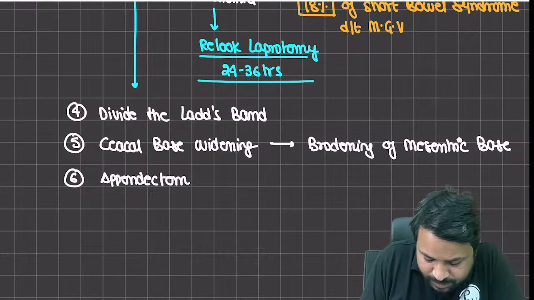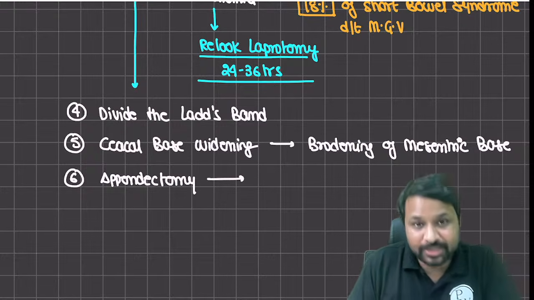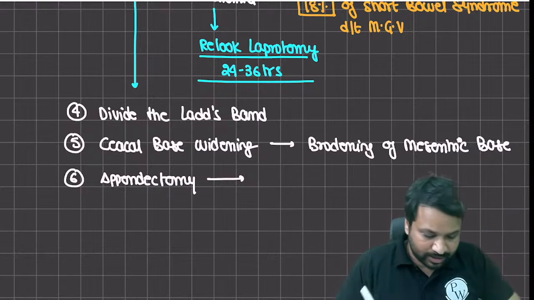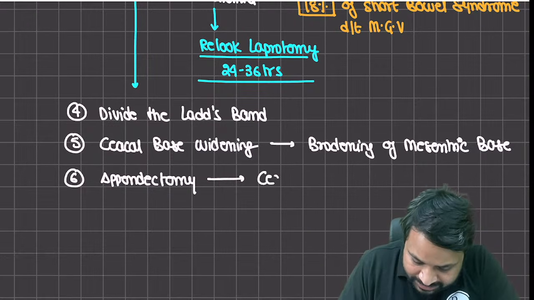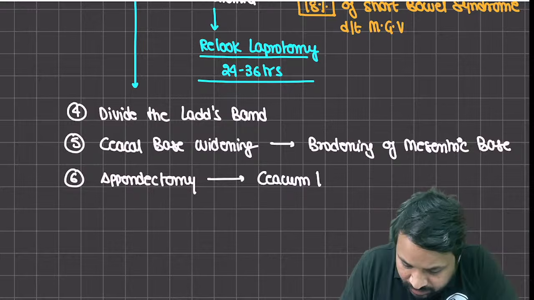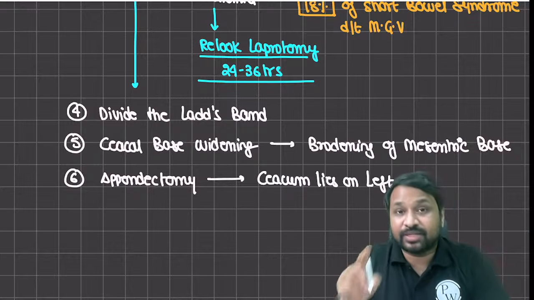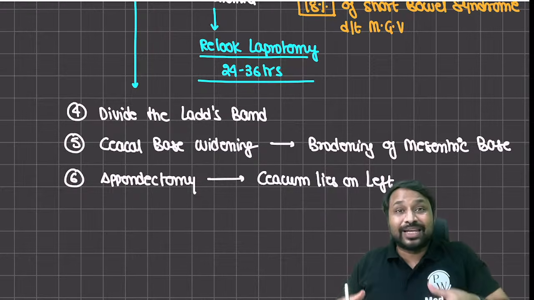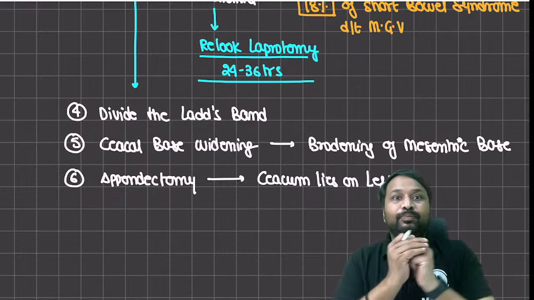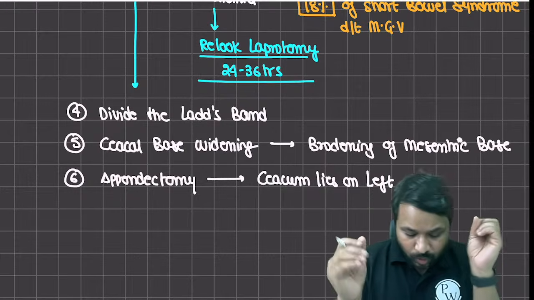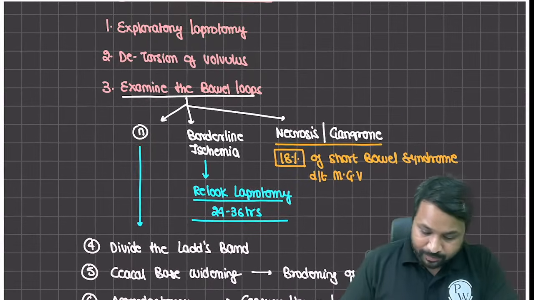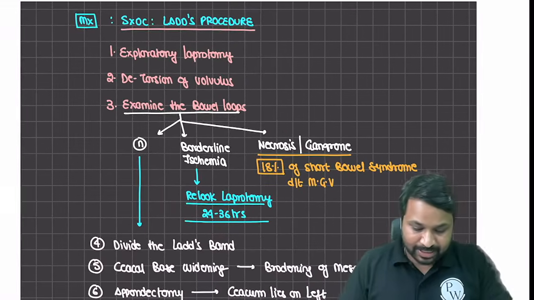Why is appendectomy performed? Because malrotation occurs in two varieties, and in both varieties the cecum is in the left upper quadrant, right? So because the cecum lies on the left, tomorrow if the patient develops appendicitis, there will be a diagnostic delay, because classical right iliac fossa pain will not be there; the patient will have left upper quadrant pain. Okay? So to avoid that, you have to do appendicectomy also. So this entire procedure is what we call the Ladd's procedure.